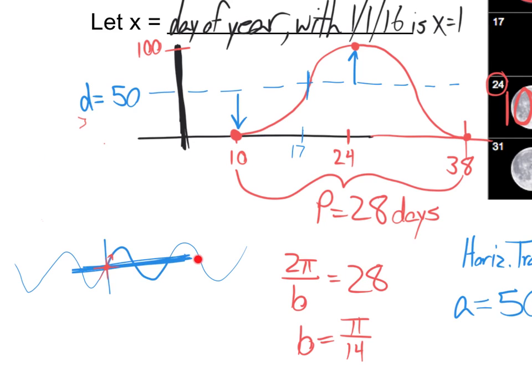So, here D is 0 on the parent function. Here D has to be 50. That's how far up we shifted it. Again, here the 17 comes from the fact that sine normally starts at the origin and is hitting that midline on its way up. So we look at our model here. Where are we hitting the midline on the way up? We're hitting the midline here and here.